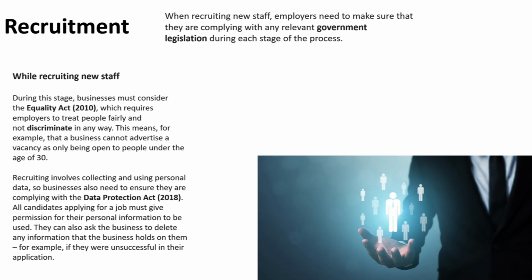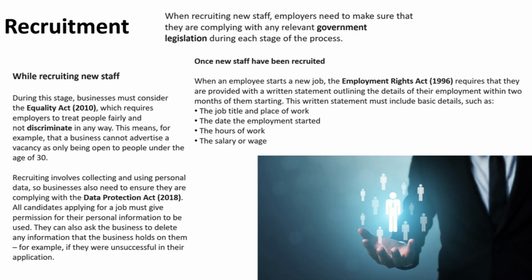Recruiting involves collecting and using personal data, so businesses also need to ensure they're complying with the Data Protection Act 2018. So all candidates applying for a job must give permission for their personal information to be used. They can also ask the business to delete any information that the business holds on them. Okay, so for example, if they were unsuccessful in the application, they can then ask them to delete that data.